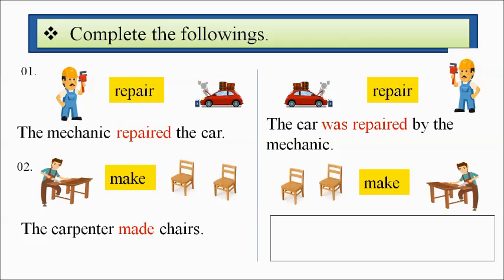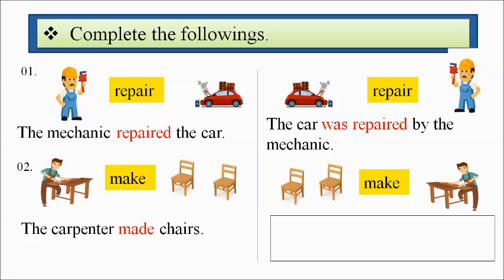Complete the following. The picture clues and the verbs are given for you. Look at the example. The verb is repair. The past tense of the verb is repaired. The mechanic repaired the car. It is in active voice. In passive voice, we can say the car was repaired by the mechanic.